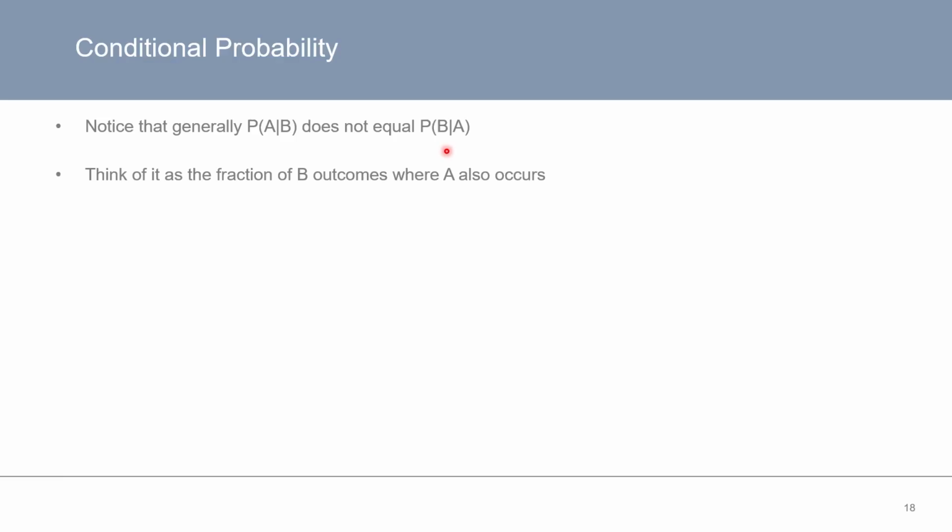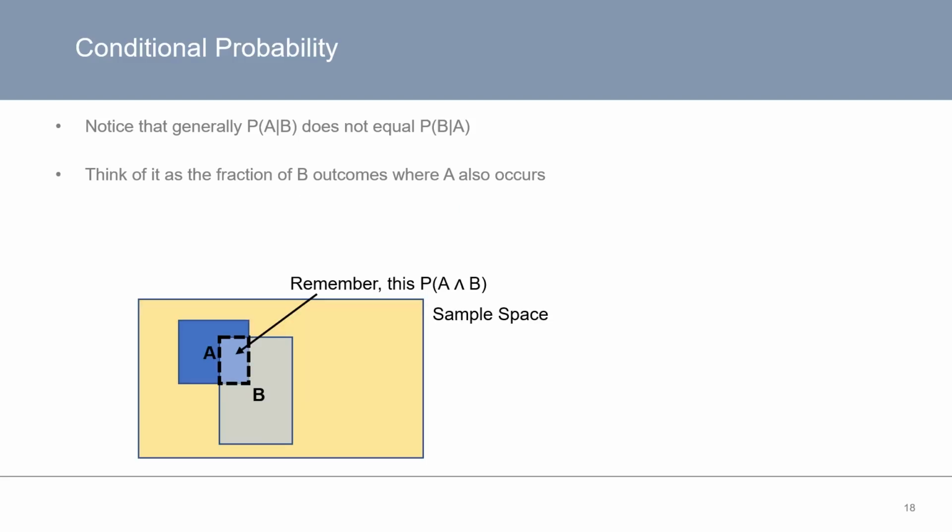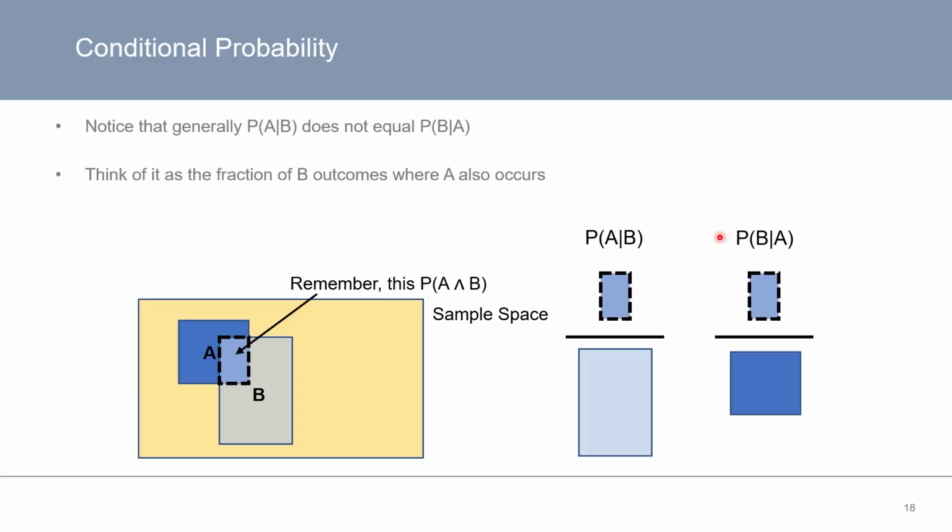So looking at the probability of B given A, this can be thought of as the fraction of B outcomes where A also occurs. Let's go back to our illustration of the probability space and remember that our joint probability lies here, or the probability of both A and B occurring. Our conditional probability, A given B, is best visualized by this fraction, which is the joint probability of A and B divided by the probability of B. And our probability of B given A would look like this, where we again start with our joint probability divided now by the probability of A. Now we can clearly see why these aren't always equal.